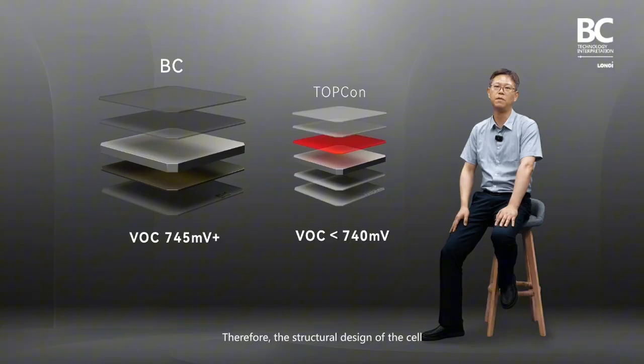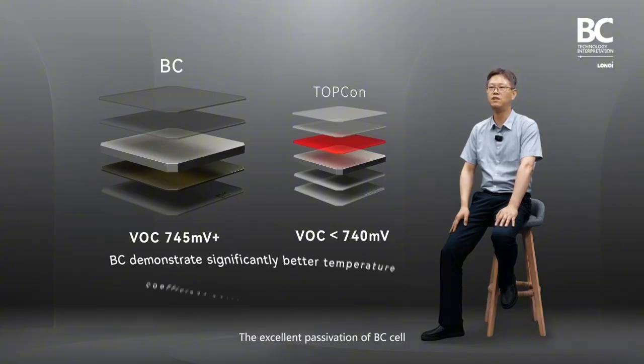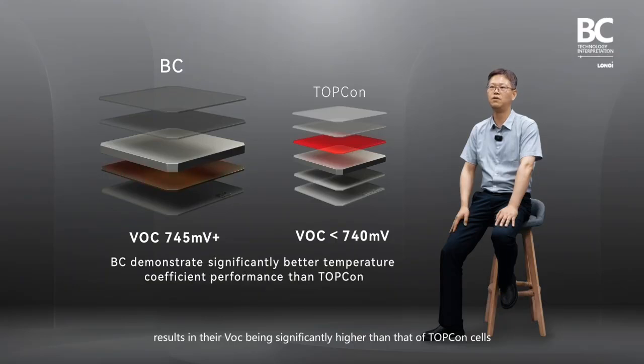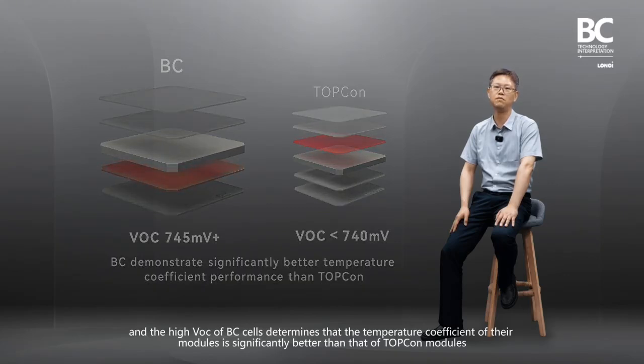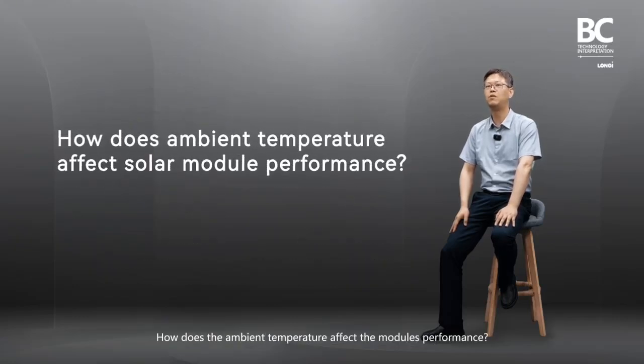Therefore, the structural design of the cell determines the passivation effect. The excellent passivation of BC cells results in their VOC being significantly higher than that of TOPCon cells, and the high VOC of BC cells determines that the temperature coefficient of their modules is significantly better than that of TOPCon modules. So, how does the ambient temperature affect the module's performance?